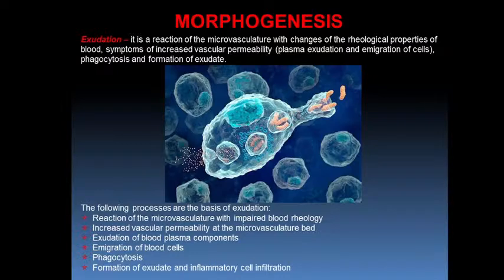The following processes are the basis of exudation. First of all, reaction of the microvasculature with impaired blood rheology. Second, increased vascular permeability at the microvasculature bed. Third, exudation of blood plasma components. Fourth, emigration of blood cells. Fifth, phagocytosis, engulfment of damaging agent. And sixth, formation of exudate and inflammatory cell infiltration.